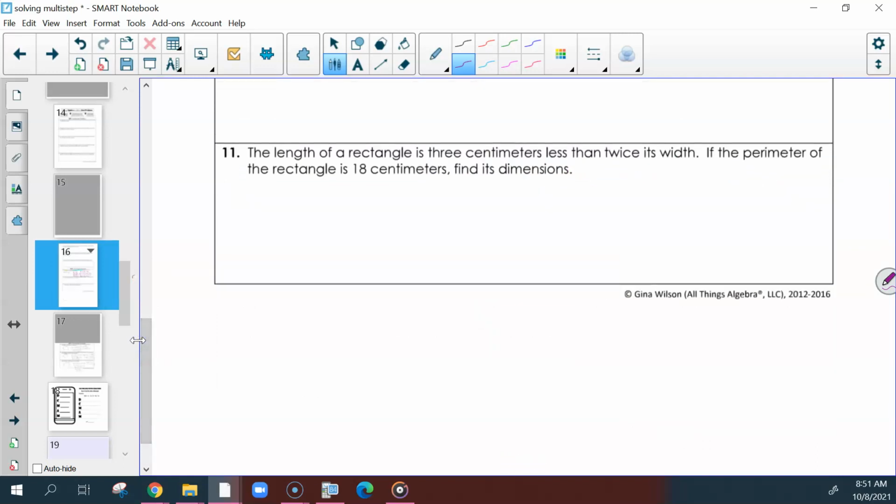And then 11 is set up very much the same way, except the length is a little bit more complex. So still talking about the length, we know there's going to be an equation, and it says 3 centimeters less than twice its width. So less than, we're subtracting, but that's going to go at the end. Twice, we're going to multiply by 2. So our length is going to be 2w minus 3.